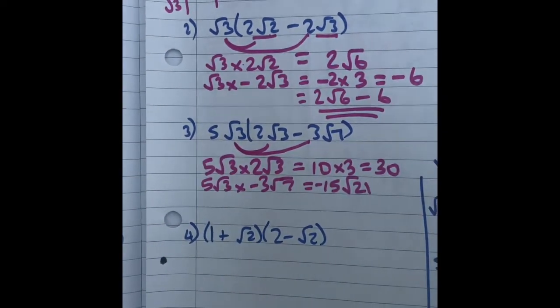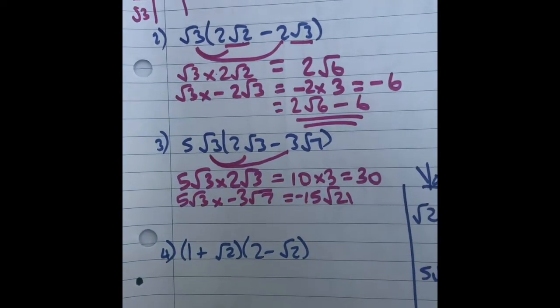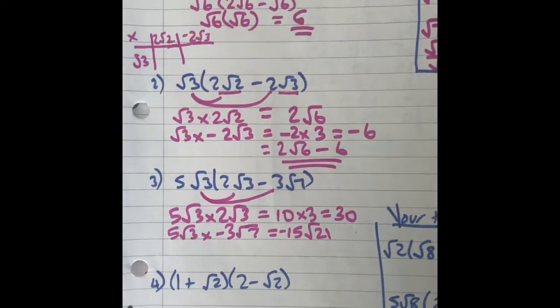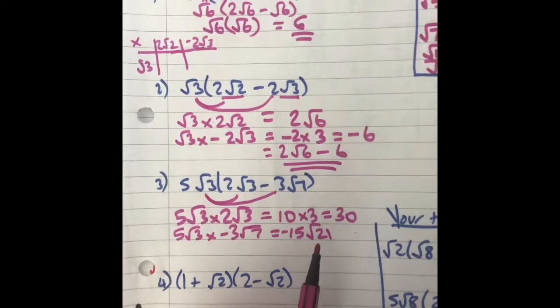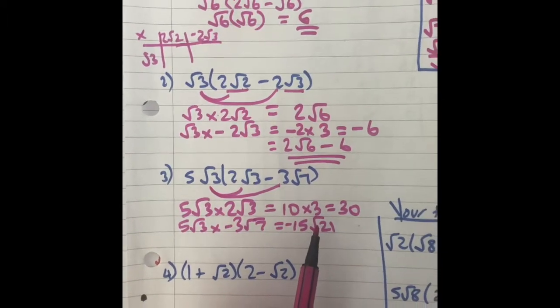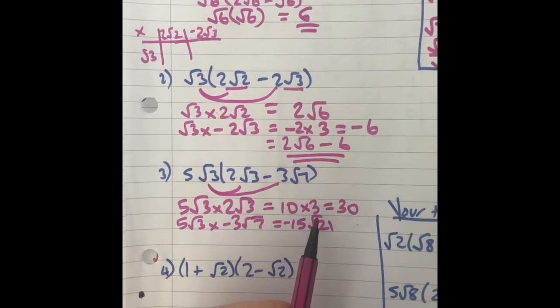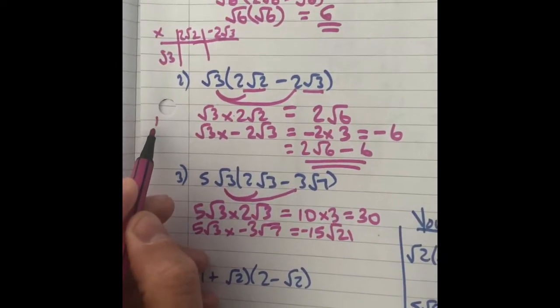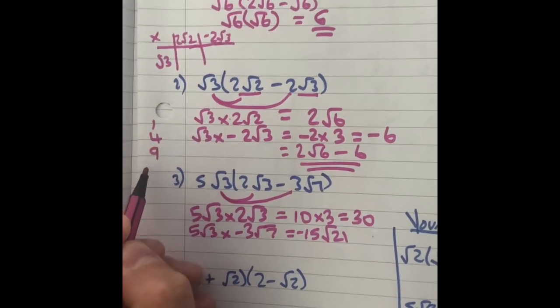Now that might look big, but can you simplify? So remember what we were doing when we're simplifying. Can we find a square number that goes into root 21? Well, there is no square number that goes into root 21. If you want to double check, just write your square numbers down the side. So we need to go up to 21 for this question.